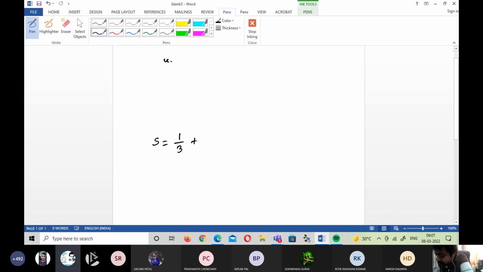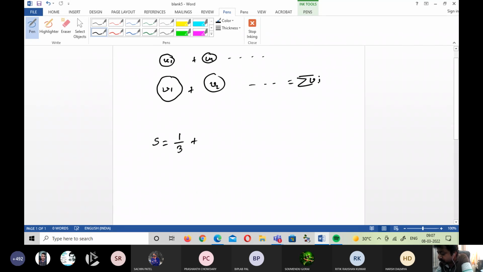u1 is some smaller value, v1 is larger than that; u2 is some smaller value, v2 is larger than that. Then this larger sum, capital sigma vi, i equals 1 to infinity, if it converges to a finite limit L, then obviously the smaller sum also converges. So if this series is convergent, then obviously capital sigma ui is also convergent. That I am telling.